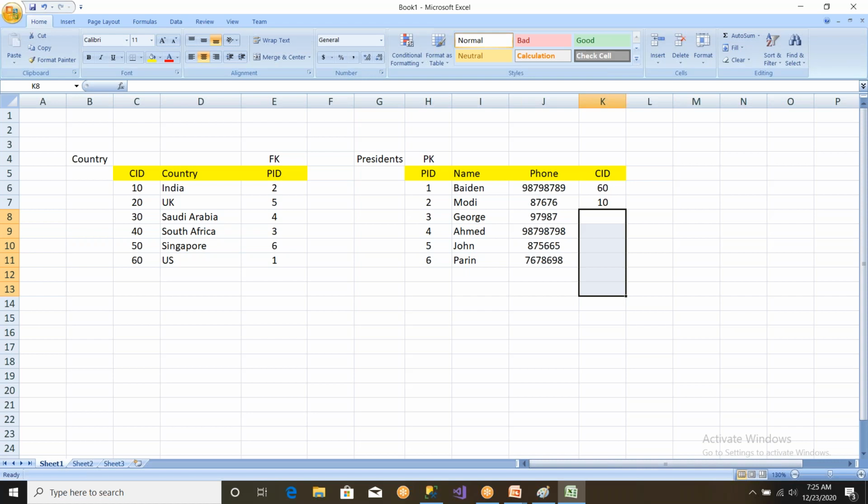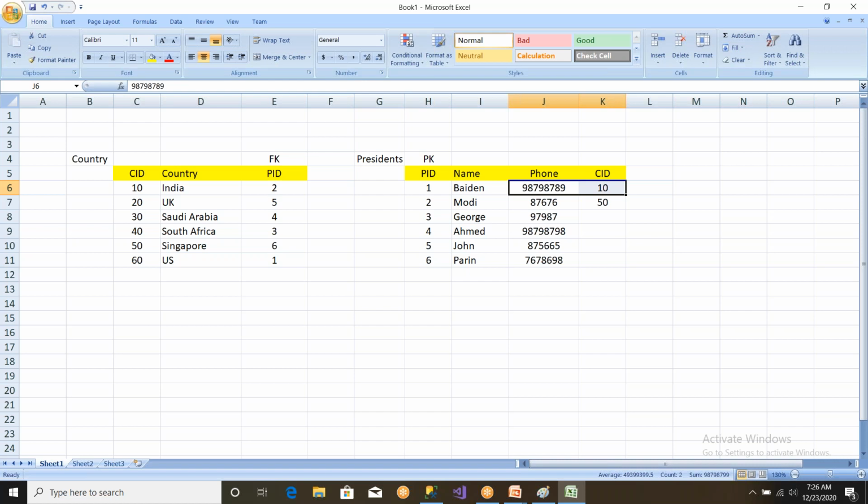I told you, right? Whatever goes in wrong, comes out wrong. If you say Biden is president of 10, if you give wrong data, tomorrow you cannot question the system. The system is storing the wrong data. If tomorrow you ask the system who is the president for Biden, it says Biden is president for 10. 10 means what? India. So you are storing wrong data, and you cannot ask the system to get the right information.